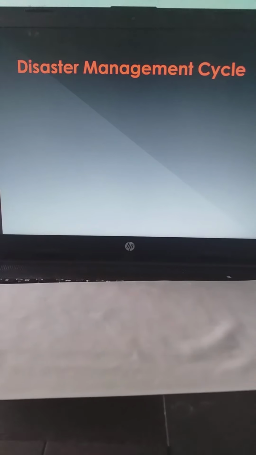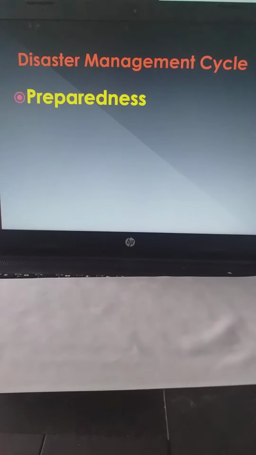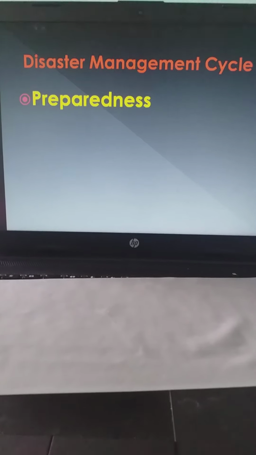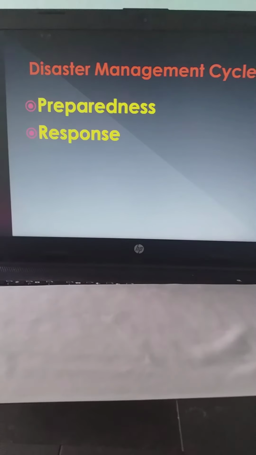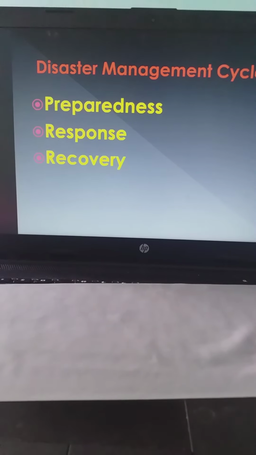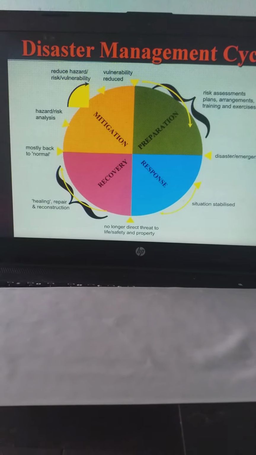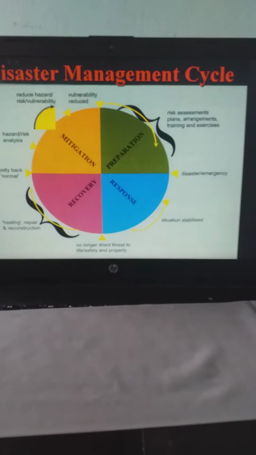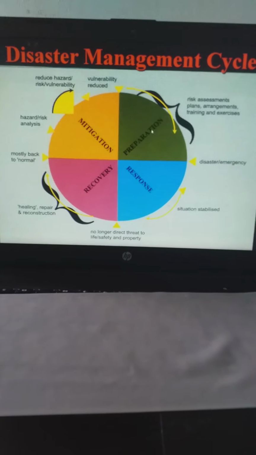So this is our disaster management cycle. You have four stages only. The first stage is known as preparedness. The second stage is known as response. The third stage is known as recovery. The fourth is mitigation. See, this is a disaster management cycle. You see, they are all interrelated together.